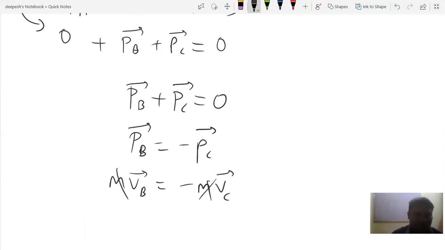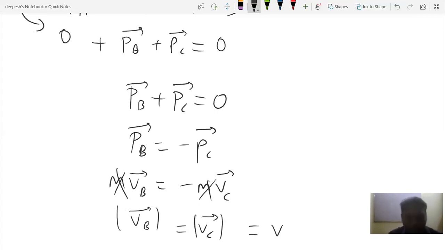It cancels on both sides, and we get the velocity of B equals the velocity of C in magnitude, which is nothing but V. So we can say in this case the final velocity of particle C is V itself. The particle B has velocity V, so particle C will also have the same velocity V, and its direction will be along BG, from G to B.